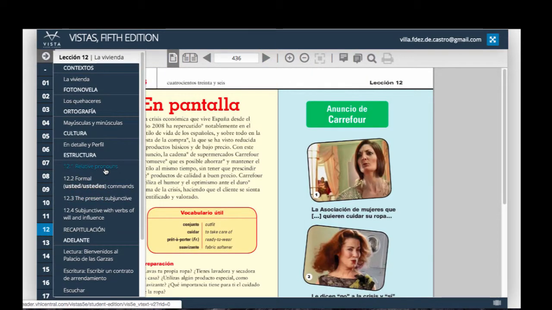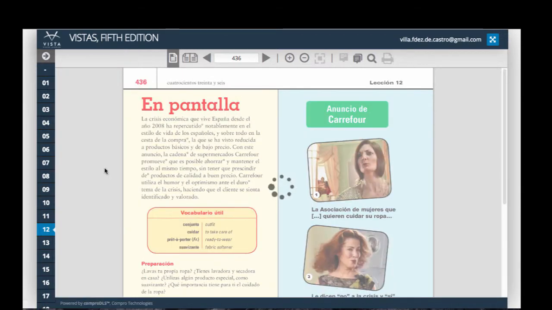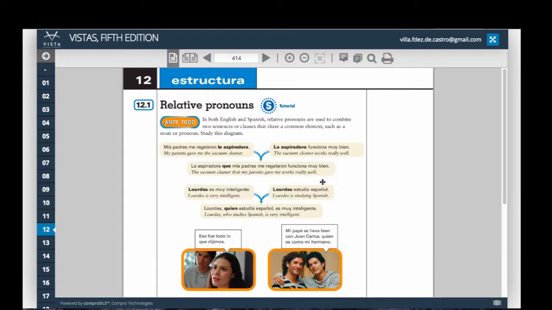we have relative pronouns. These are the relative pronouns. Relative pronouns are pronouns that are connecting two sentences. For example, my parents gave me the vacuum cleaner. The vacuum cleaner works really well. How do you connect these two sentences? Well, you connect it like this. The vacuum cleaner that's the relative pronoun. My parents gave me works really well.